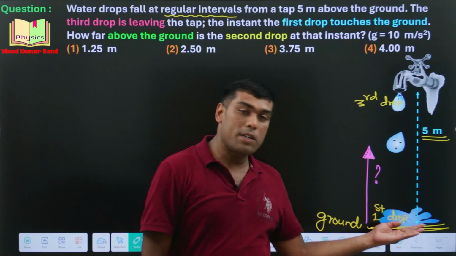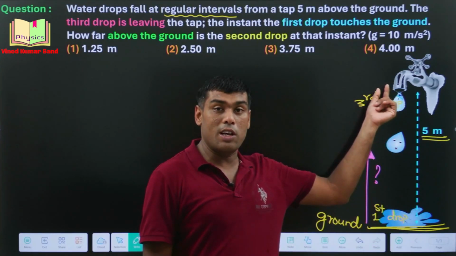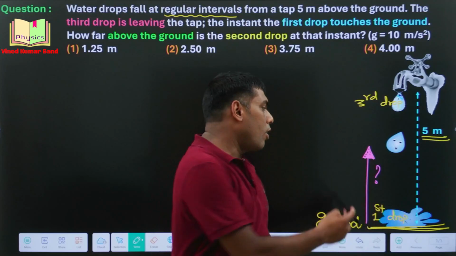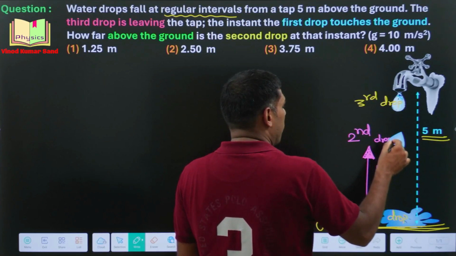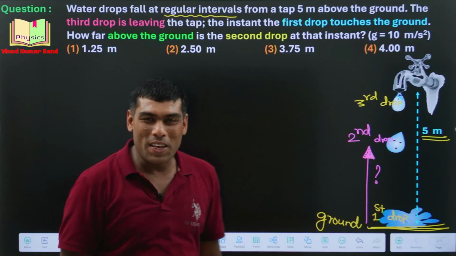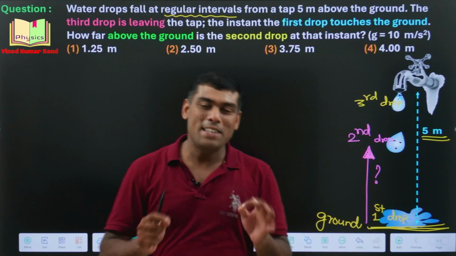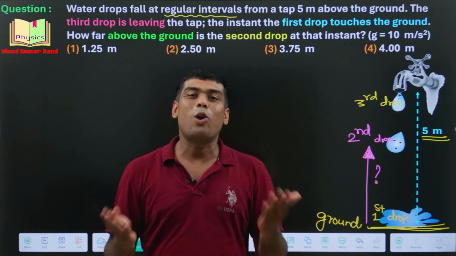When the first drop hits the ground, the third drop is just leaving the tap. What is the height of the second drop above the ground? Okay. This question can be easily solved using Galileo's law of odd numbers.